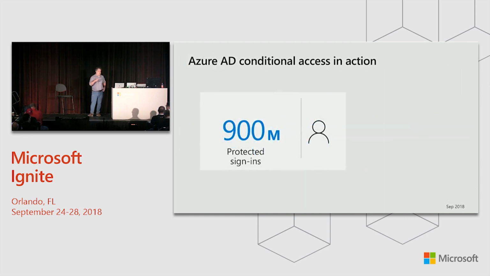Now, preparing and getting ready for these decks and everything, we had a bunch of numbers flying around. One that jumped out to me is that we have 900 million protected sign-ins with conditional access policy right now. It's really being widely adopted.